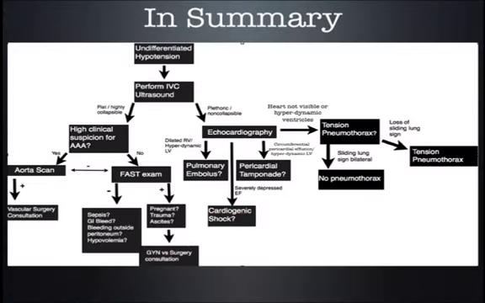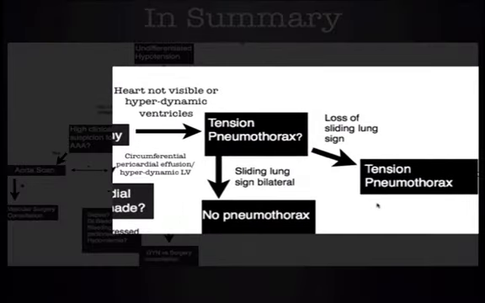Now, another consideration, if the heart is not visible or there's hyperdynamic ventricles bilaterally in addition to a plethoric non-collapsible IVC, could this patient have a tension pneumothorax? Just do a quick bedside evaluation for pneumothorax with your ultrasound. Is there sliding lung sign bilaterally? You've taken pneumothorax off the table. If there's a loss of sliding lung sign on one side or the other, then you can assume tension pneumothorax and quite confidently proceed to needle decompression.